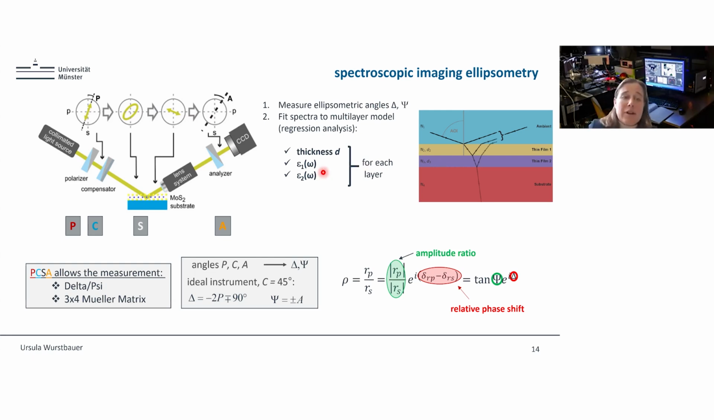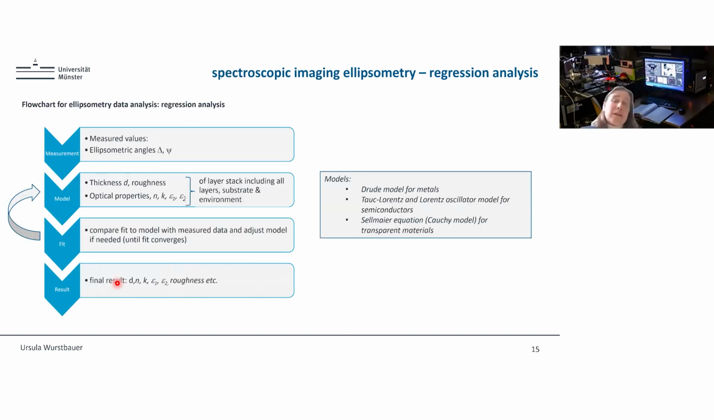However, today I would really like to focus mainly on the Jones formalism, where it is sufficient to measure delta and psi, the ellipsometric angles.